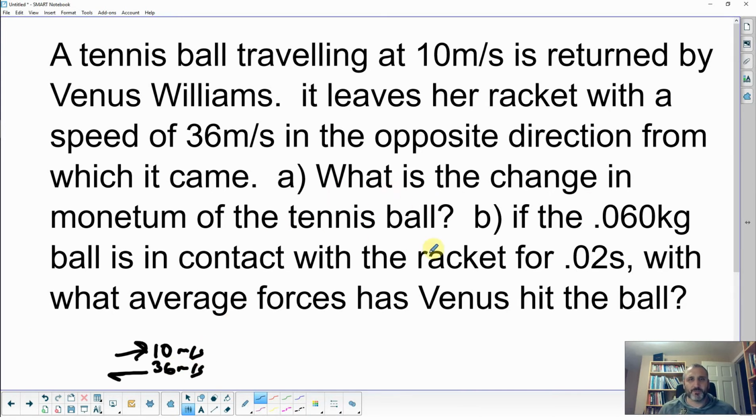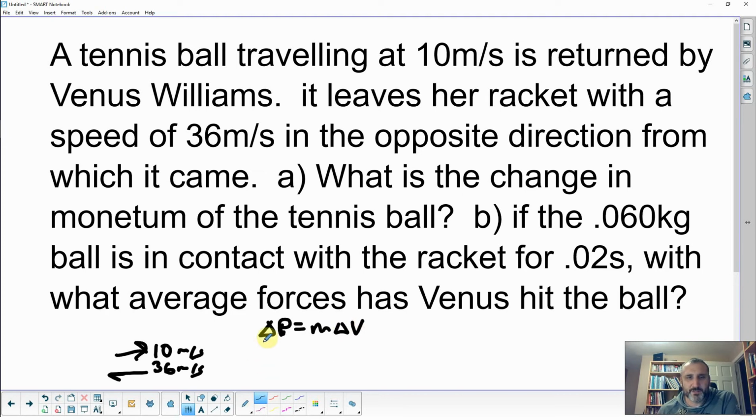What is the change in momentum of the tennis ball? And then if the 0.06 kilogram tennis ball is in contact with the racket for 0.2 seconds, what average force has Venus hit the ball? So we can figure out the first thing by change in momentum. So change in momentum equals m delta v.